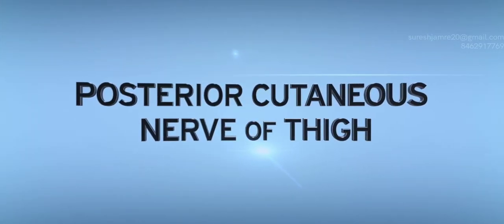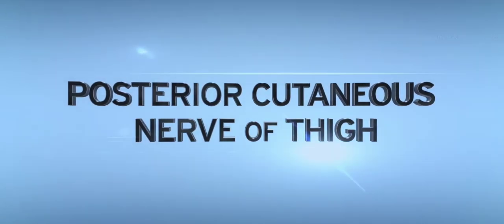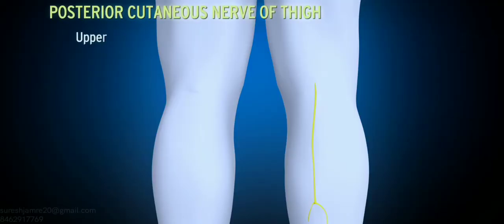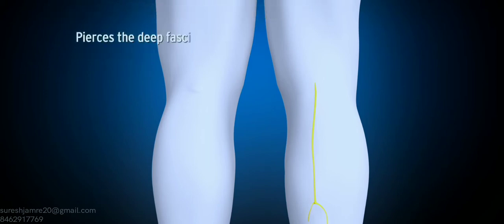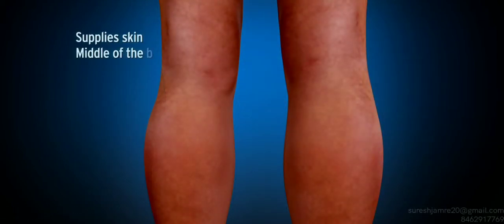Posterior cutaneous nerve of thigh. It lies in the upper half of the popliteal fossa. It pierces the deep fascia about the middle of the fossa and supplies the skin up to the middle of the back of the leg.